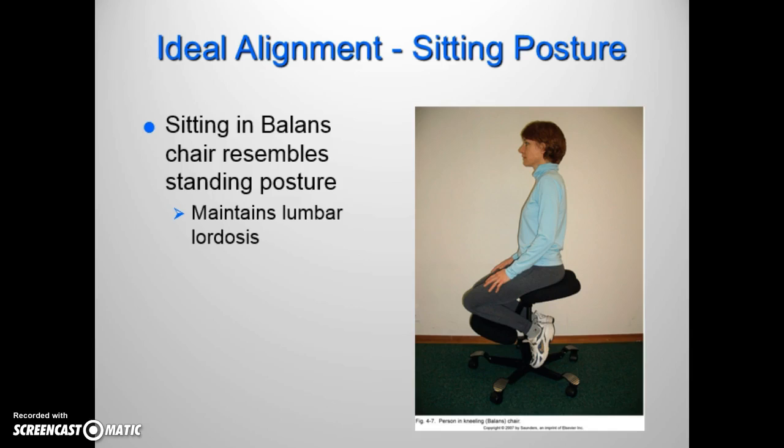This is a person sitting in a balanced chair. This is an ideal sitting position. It makes the person position themselves as though they were standing, and it maintains lumbar lordosis. Any sitting position involves more flexion of the hips and knees than standing. So many patients are more comfortable sitting with their knees below their hips, and this reduces intradiscal pressure.